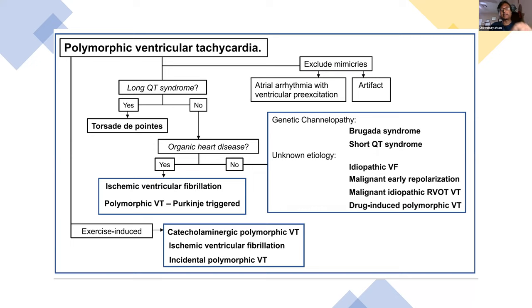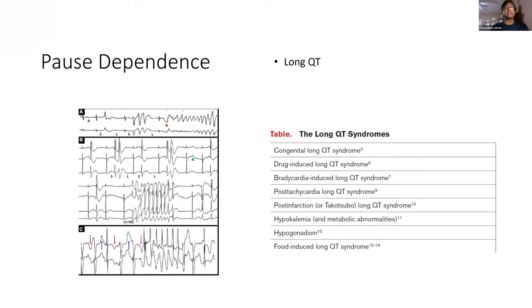But let me tell you a little bit further about polymorphic VT. This is sometimes a problem. You can see atrial arrhythmias with ventricular pre-excitation, and even artifact can sometimes be a mimicry. On the left side, they talk about long QT and not long QT. Whether this is polymorphic VT or torsades is important to consider. But even more important is to see whether there is any organic heart disease, ischemia, or valve disease. And in the young population, think about channelopathies and catecholaminergic VT. Pause dependence can be an issue, so drug-induced, bradycardia in long QT, and then post-tachycardia, sometimes a long pause.